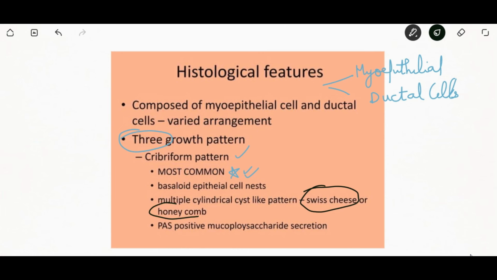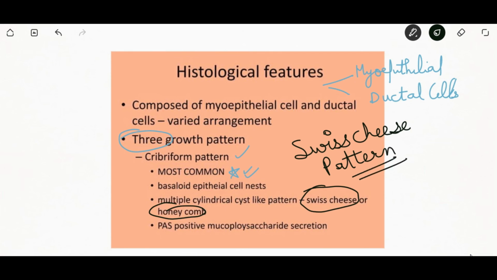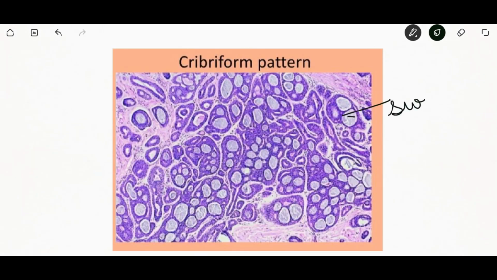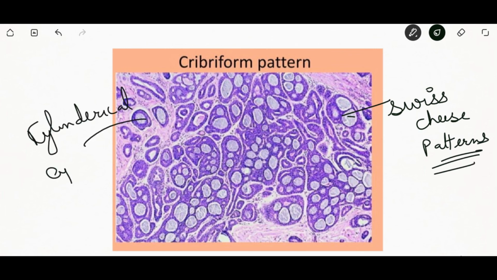The cribriform pattern will show basaloid epithelial cells that form multiple cylindrical cyst-like patterns that resemble Swiss cheese or honeycomb pattern, and is the most classic and best recognized pattern. So the Swiss cheese type pattern is the characteristic feature of which tumor, which carcinoma? It is the adenoid cystic carcinoma.